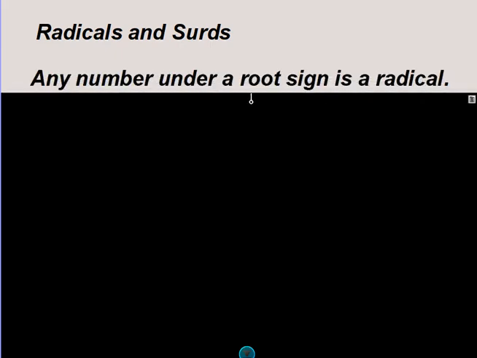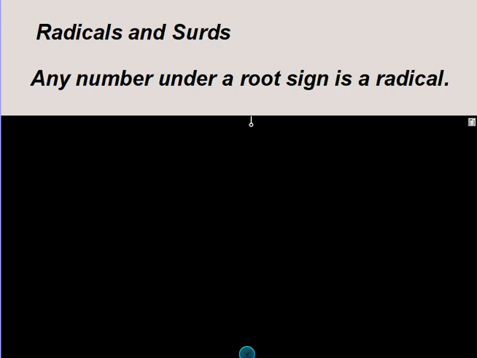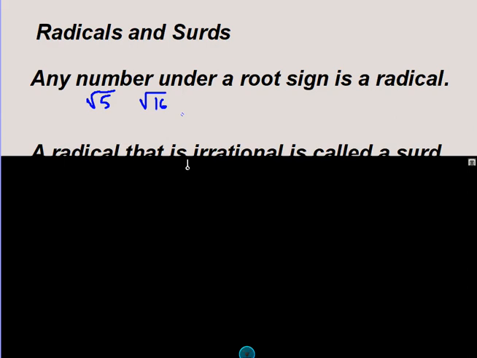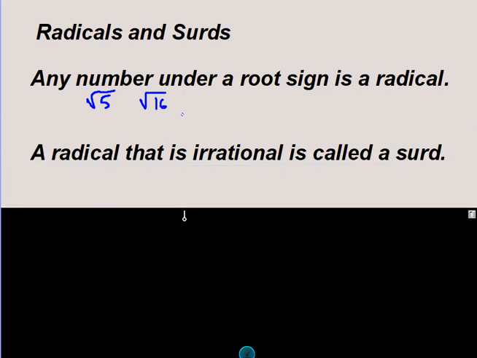A radical is any number under a root sign. For example, root 5 is a radical, and so is root 16. However, a radical that is irrational is called a surd. Obviously, root 16 can be written as 4, and this is an integer, so it's a rational number. But root 5 cannot be written as a over b. So root 5 is irrational, and that's why we call it a surd.